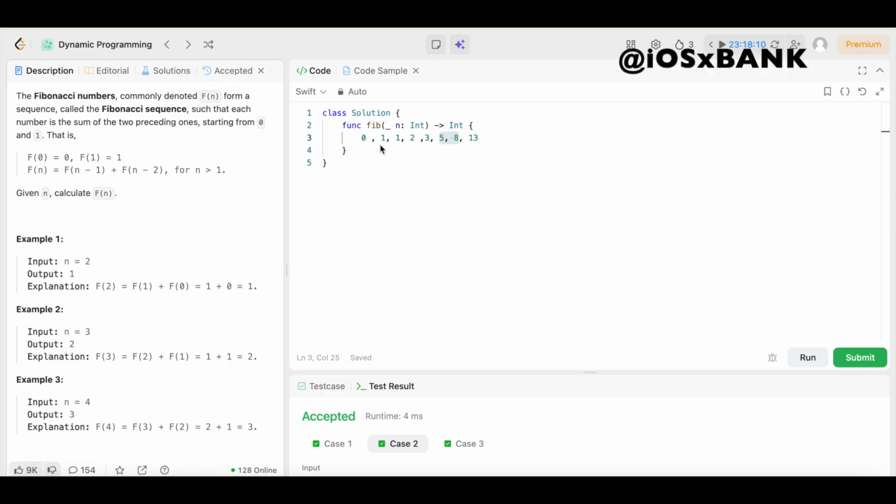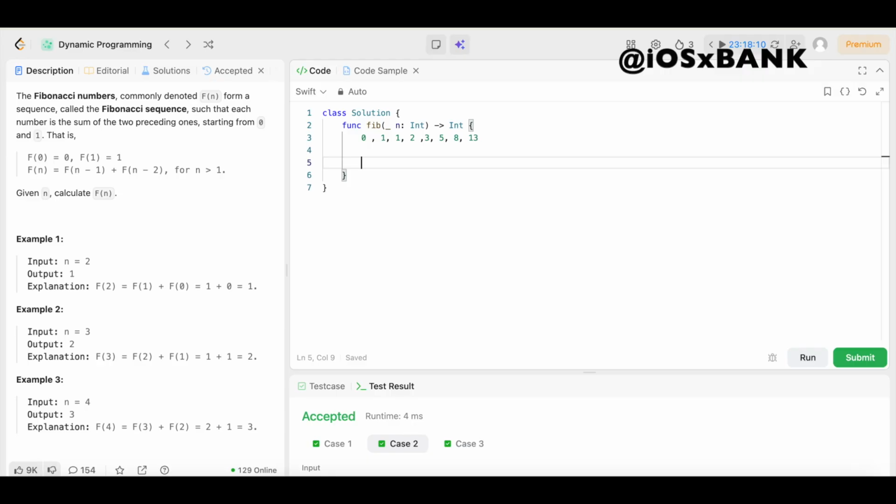That means index 3 in the Fibonacci sequence. Index 3 in the Fibonacci sequence would go 0, 1, 2, 3. So this would be f of 3 right here. Once again, f of 3 would be f of 2 plus f of 1, which is 1 plus 1, right? So that's 1 plus 1, which gives us 2. So now we know f of 3 is equal to 2, because the third index of the Fibonacci sequence is equal to 2.